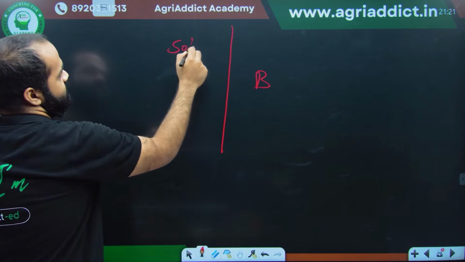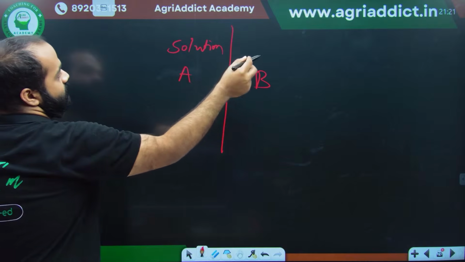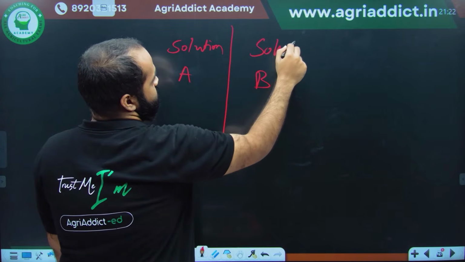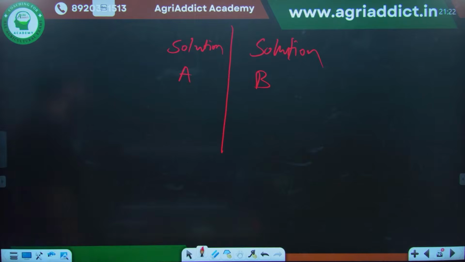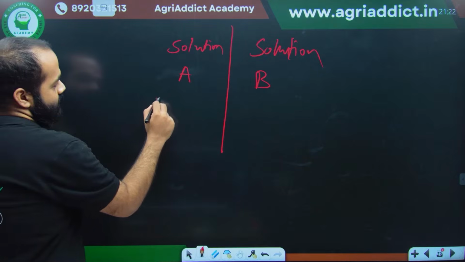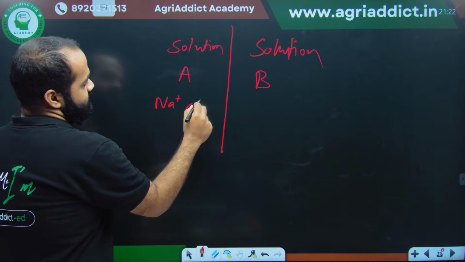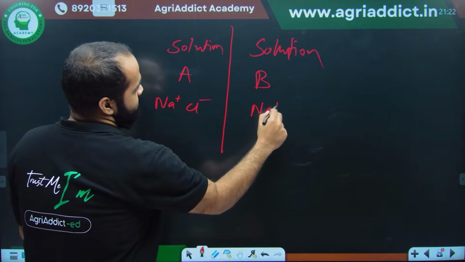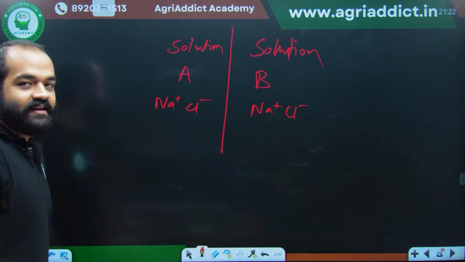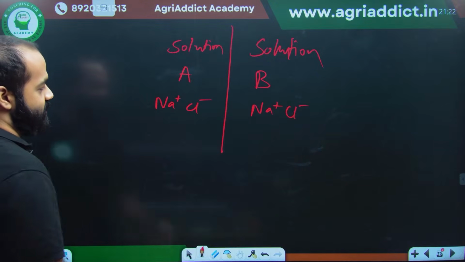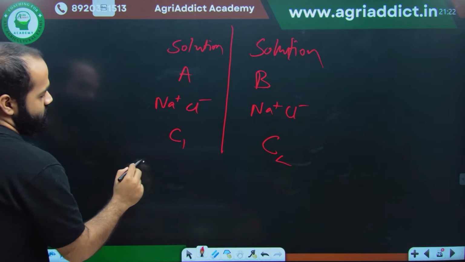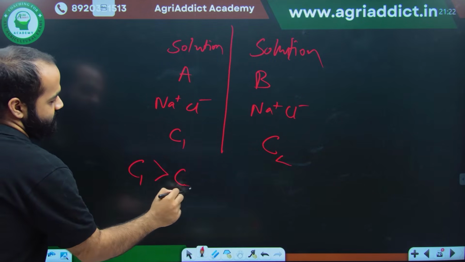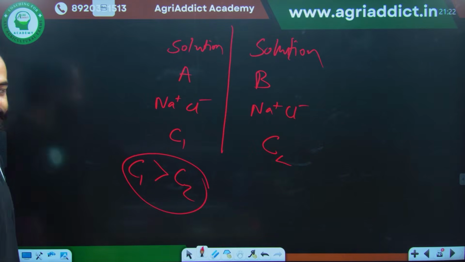Say this is solution A and this is solution B. This has Na+ and Cl-, this also has Na+ and Cl-, but the concentration of the two is different. This concentration is C1, this concentration is C2. So C1 is greater than C2, let us assume. If C1 is greater than C2, then what will happen?